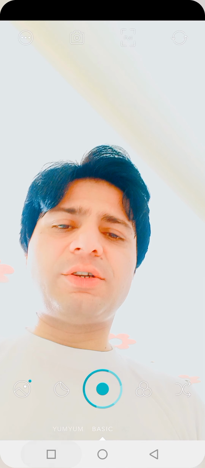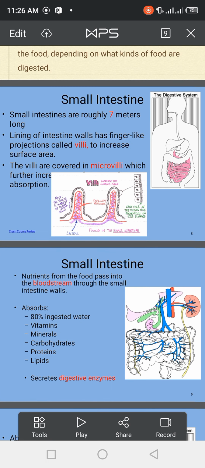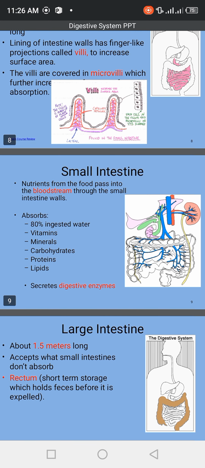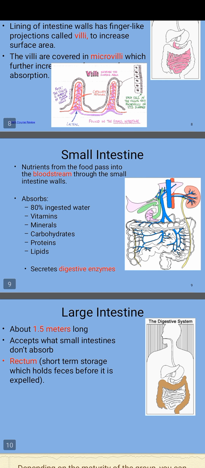Anyway, let's go to the next topic. In the next slide, you can see the small intestine.